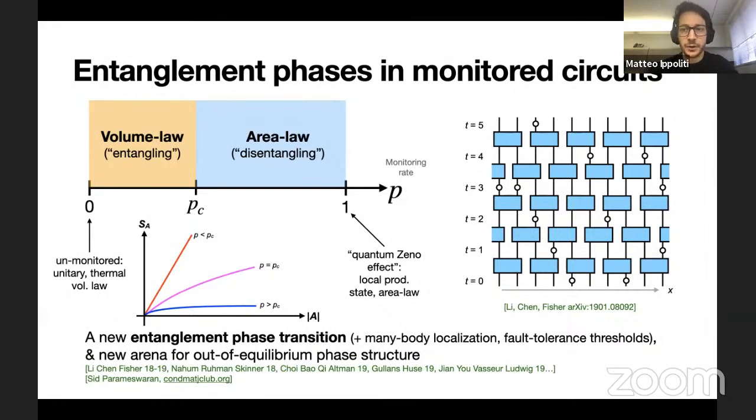And also, just as of this morning, I was reading the Condensed Matter Journal Club, and just this morning, Sid Parameswaran posted a very nice short review of some of these papers, which I encourage you to look up if you're interested.